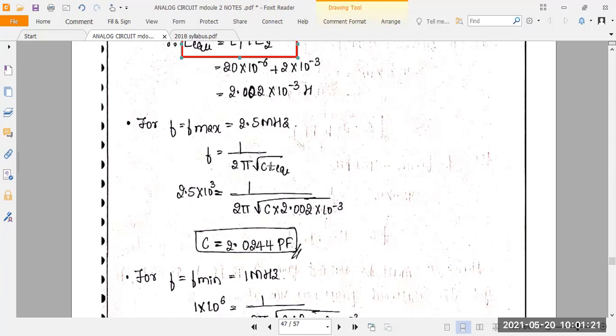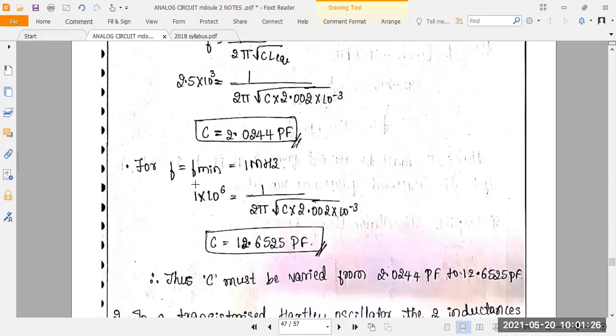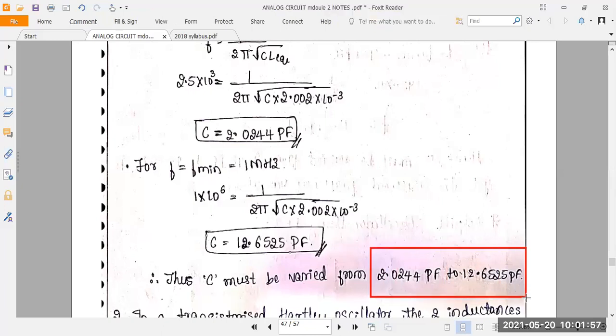Take C outside, and from that you'll get 2.0244 picofarad. Understood? This is very important. The main thing is to find the C value by choosing the maximum frequency. Take the same thing for the minimum frequency. F is the minimum frequency, that is 1 megahertz. Substitute it wherever frequency appears and find C again. Substitute L equivalent, that is 2.002 millihenry. Then C is 12.6525 picofarad. So we can vary C from 2.0244 picofarad to 12.6525 picofarad.